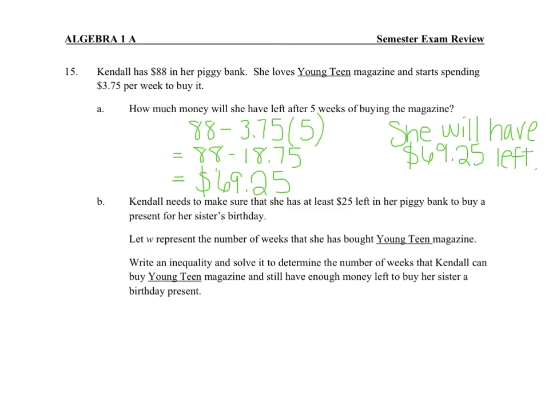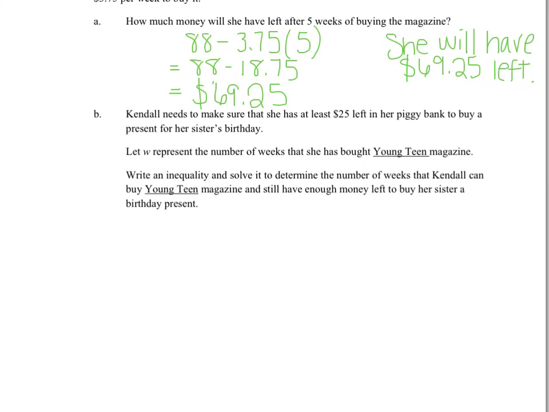Next part. Kendall needs to make sure that she has at least $25 left in her piggy bank to buy a present for her sister's birthday. Let W represent the number of weeks that she has bought Young Teen magazine. Write an inequality and solve it to determine the number of weeks that Kendall can buy Young Teen magazine and still have enough money left to buy her sister a birthday present.